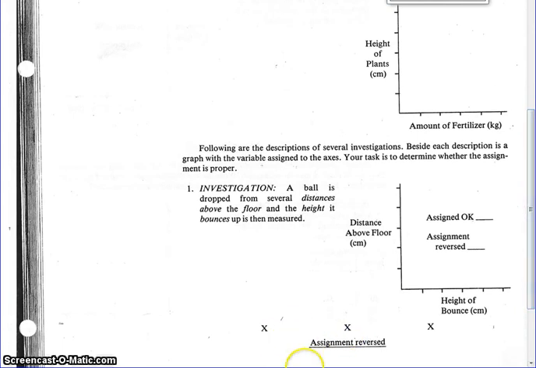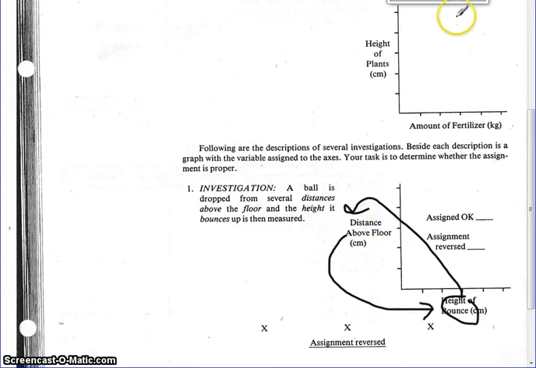Alright, let's take a look at this right here. The assignment is reversed. And let's talk about why this is reversed real quick before we move on. The height of the bounce. So you're trying to tell me that the bounce is going to determine how high you move your hand up and down to drop it? No, it's not. How high you drop the ball, so wherever you put your hand with that ball, is going to determine the return of the bounce. So that's why this should be the independent, and the height of the bounce is determined by the distance above the floor. So assignment reversed.